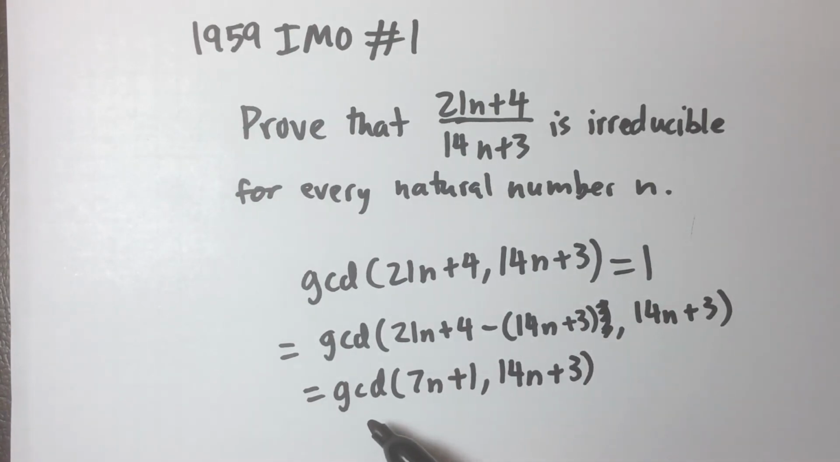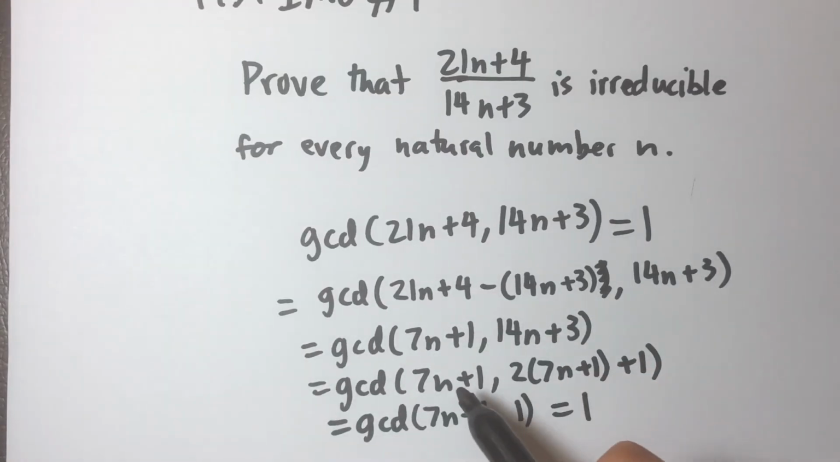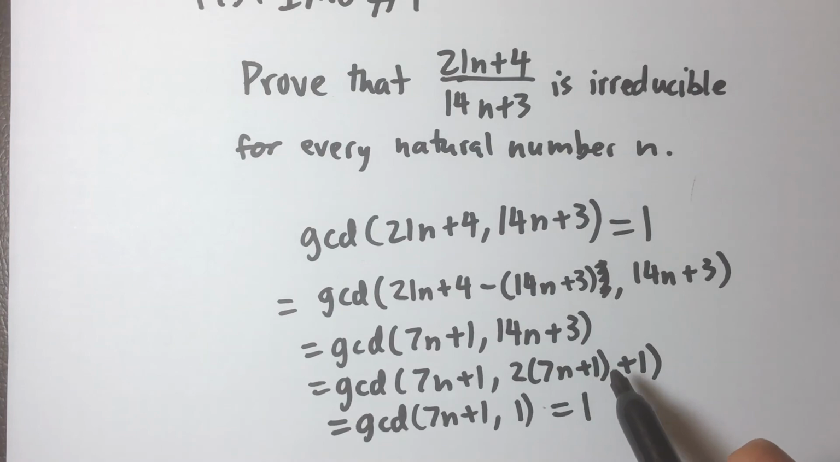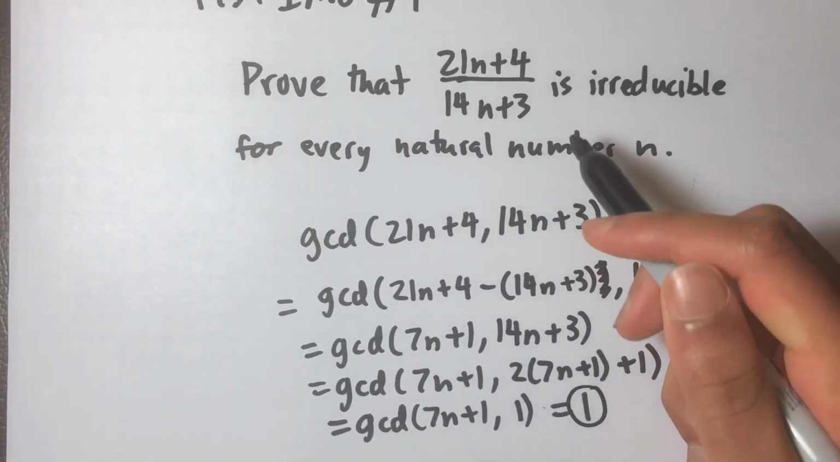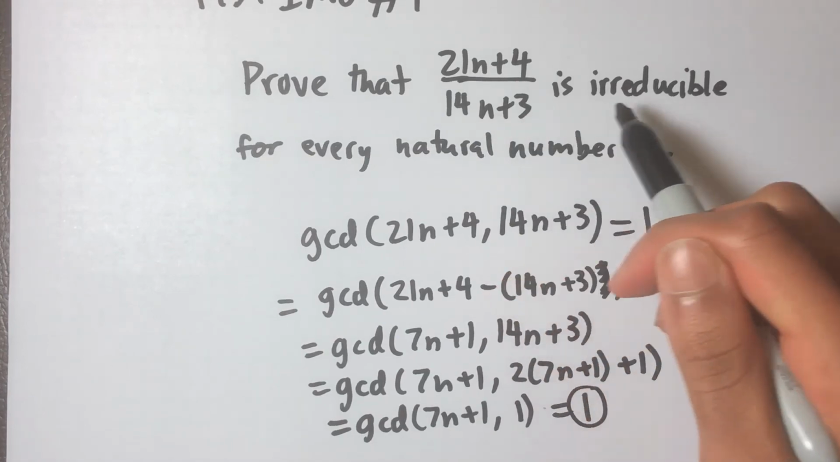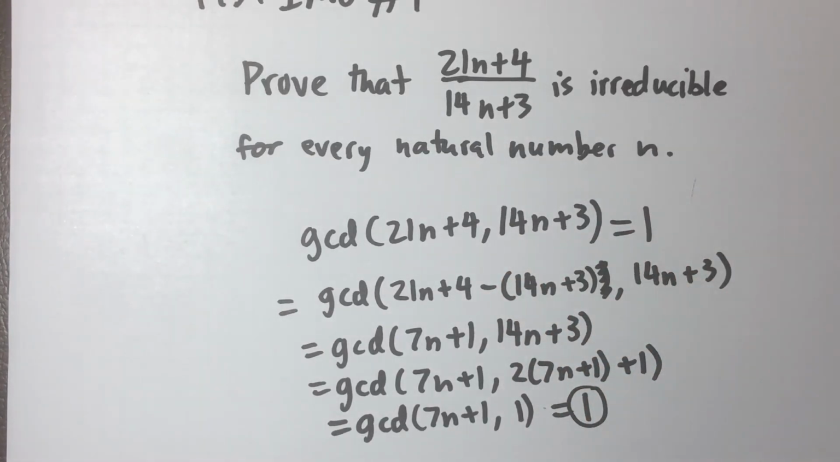On the first step, we subtract 14n plus 3 from 21n plus 4, and what we end up with is the greatest common divisor of 7n plus 1 and 14n plus 3. And then for the next step, we subtract 2 times 7n plus 1 from 14n plus 3, and we end up with the greatest common divisor of 7n plus 1 and 1, which is obviously 1 because nothing divides 1 except for 1. And this tells us that this fraction is irreducible for all natural numbers n, which means we're done.